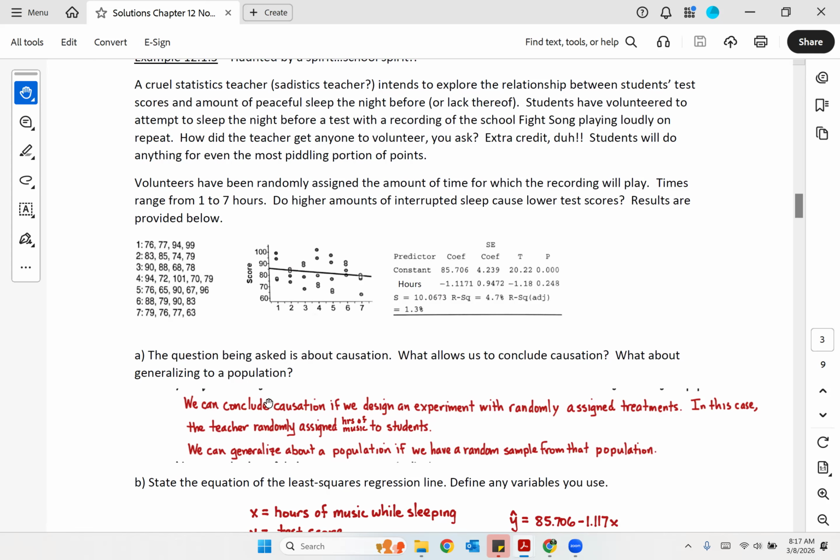Okay. As far as a larger population, we have the volunteers that we have. We can only generalize to a larger population if we had a random sample from that population. So it really depends. Does this group of volunteers represent the entire class? If so, we can generalize to the whole class, but really we can't go too much beyond that.